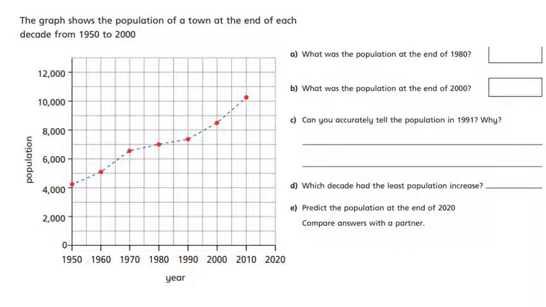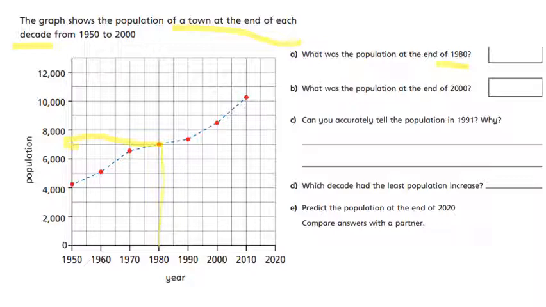The second one is pretty much the same type of thing. The graph shows the population of a town at the end of each decade. So what was the population at the end of 1980? So you find 1980, we'll go up, hit the line, and then we go across. Oh my goodness, that is really bad, but here we are.